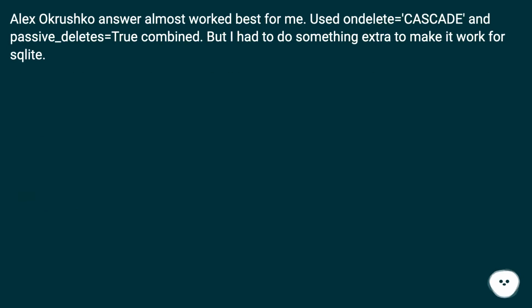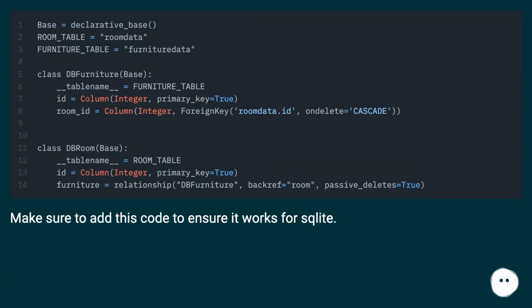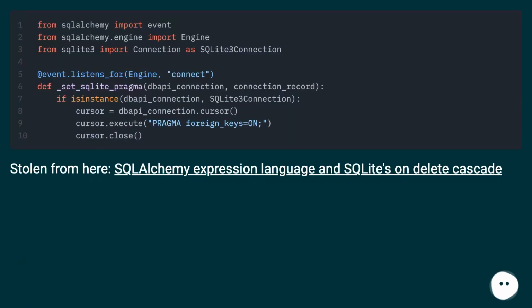Alex Okrushko's answer almost worked best for me. Used ondelete equals cascade and passive_deletes equals true combined. But I had to do something extra to make it work for SQLite. Make sure to add this code to ensure it works for SQLite. Stolen from here, SQLAlchemy expression language and SQLite's on delete cascade.